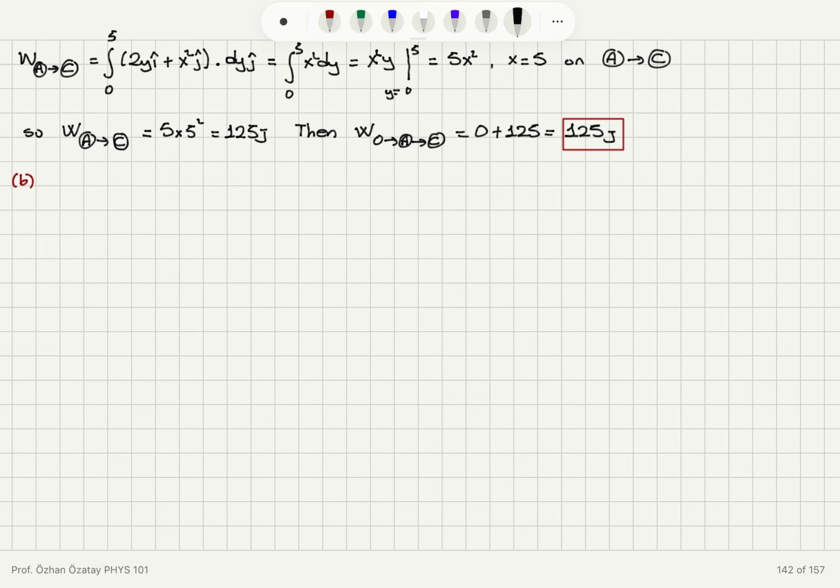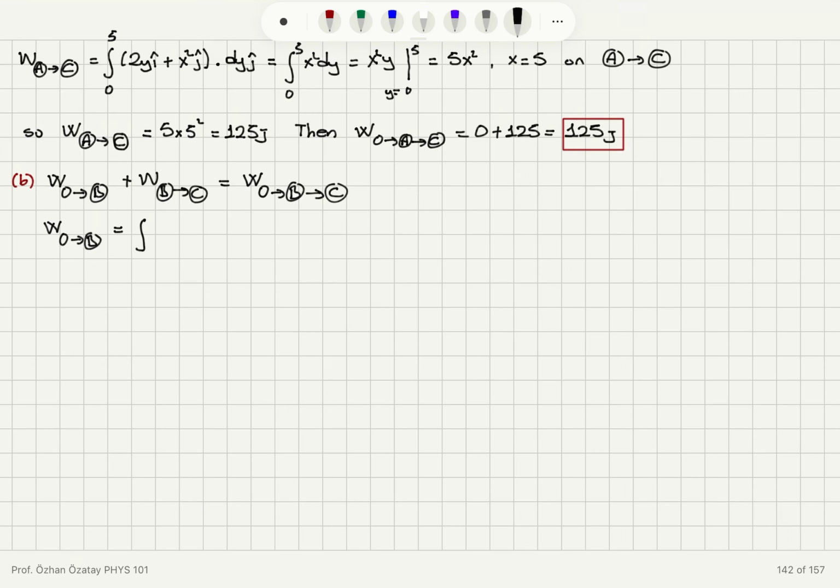Okay, so let's start with going from the origin to point B. And then we will go from point B to point C. This will give us the total work done in going from point O to point B to point C along the red path. Okay, so let's start with point O to point B. Once again, we have the integral of F dot dr.